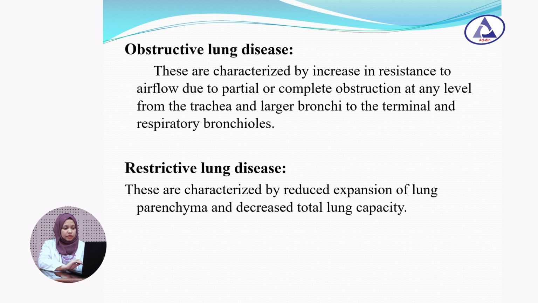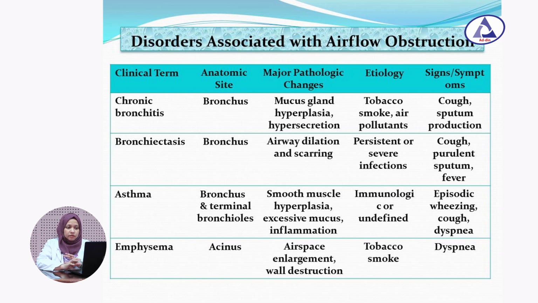But restrictive lung diseases are characterized by reduced expansion of lung parenchyma and decreased total lung capacity. So, in case of obstructive lung disease, there will be airway obstruction which may be partial or complete, and the level will be from the trachea and larger bronchi to the terminal and respiratory bronchiole. But in case of restrictive lung disease, there is reduced expansion of the lung parenchyma. Now let's go through the disorders that are associated with airflow obstruction.